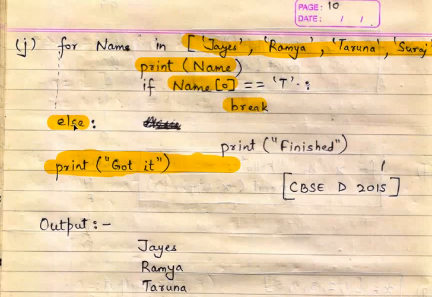And what does this else say? If all the iterations are completed and you are moving out of the loop, not by the break statement, then in that case you have to print 'finished', and 'got it' is to be printed at last.